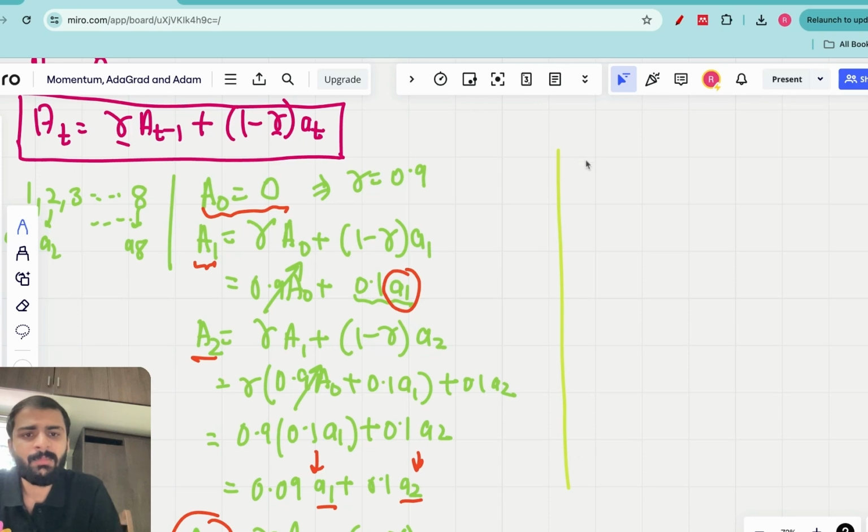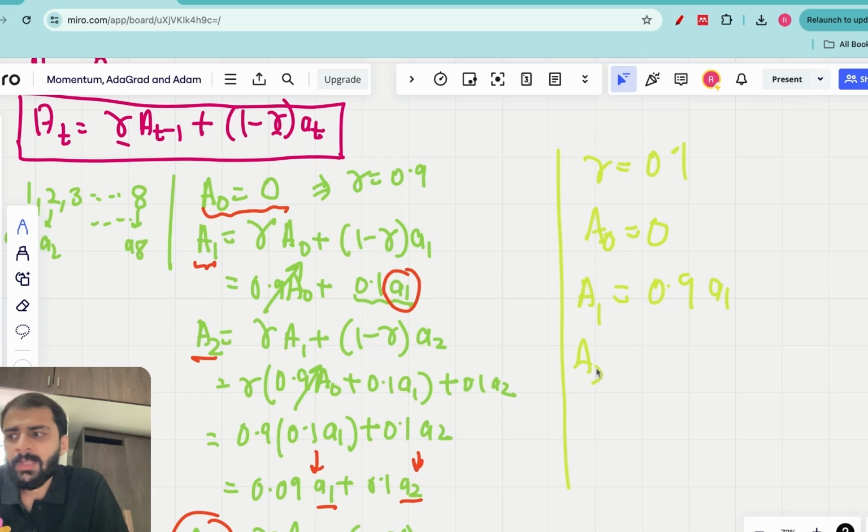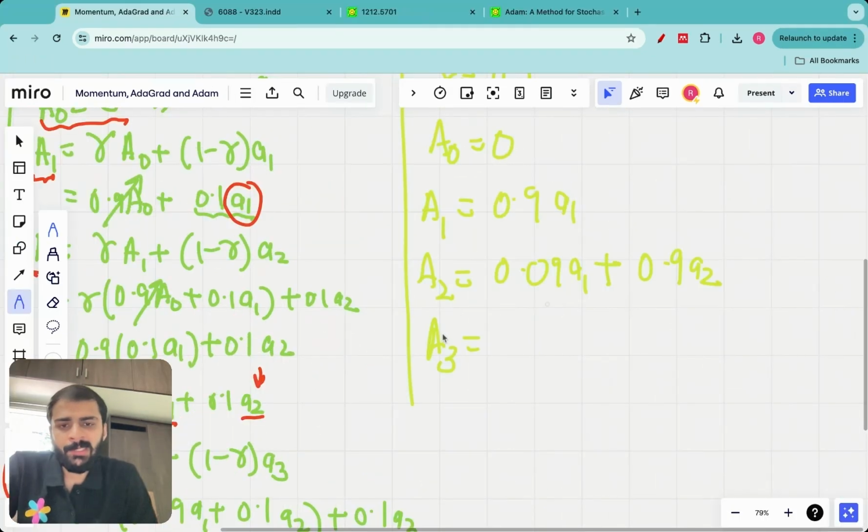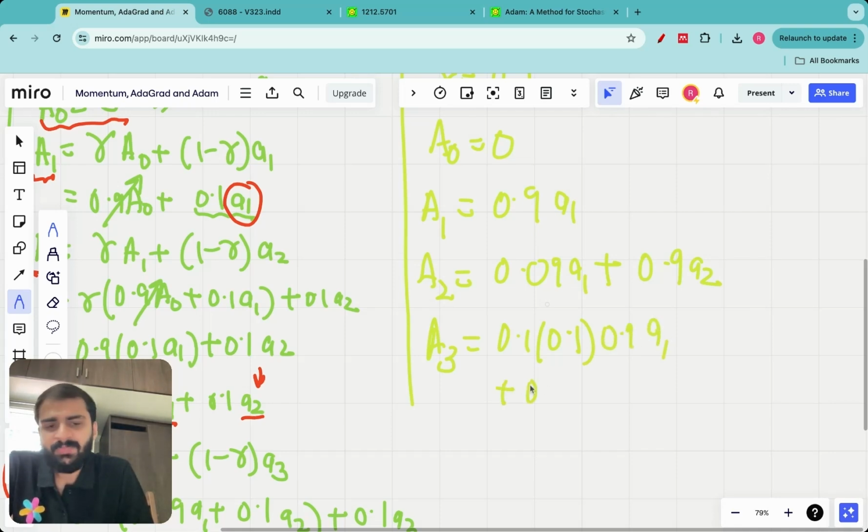Now the second case which I'm going to look at here is gamma equal to 0.1. I'm just going to write down the answers here. It turns out A0 is 0, which is the same. A1 is 0.9 into small a1. A2 is equal to 0.09 a1 plus 0.9 a2. And then capital A3 is equal to 0.1 into 0.1 into 0.9 a1 plus 0.1 into 0.9 a2 plus 0.9 into a3.